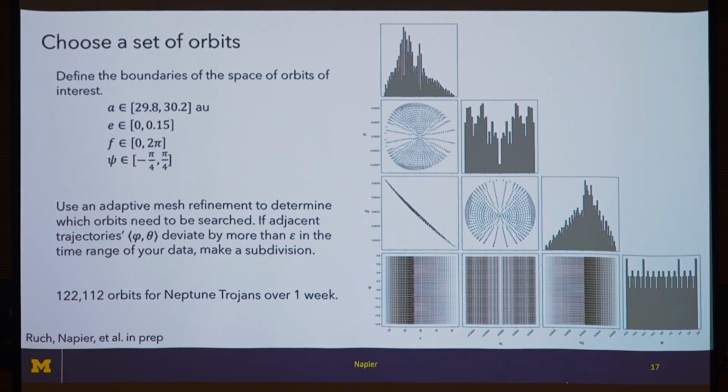We end up with about 122,000 orbits that we need to check over 1 week. You multiply that by the number of pixels that we're stacking. And yeah, so this is what it ends up looking like. Pretty cool.